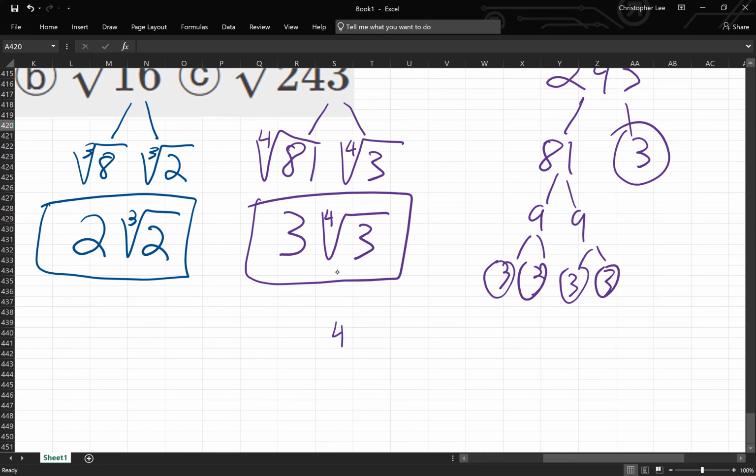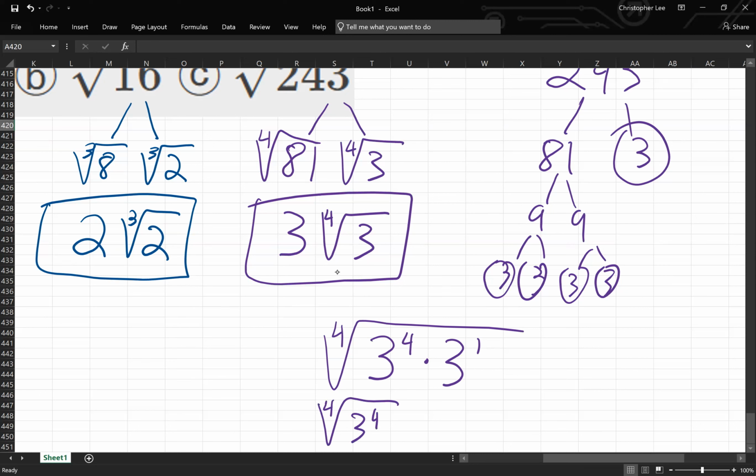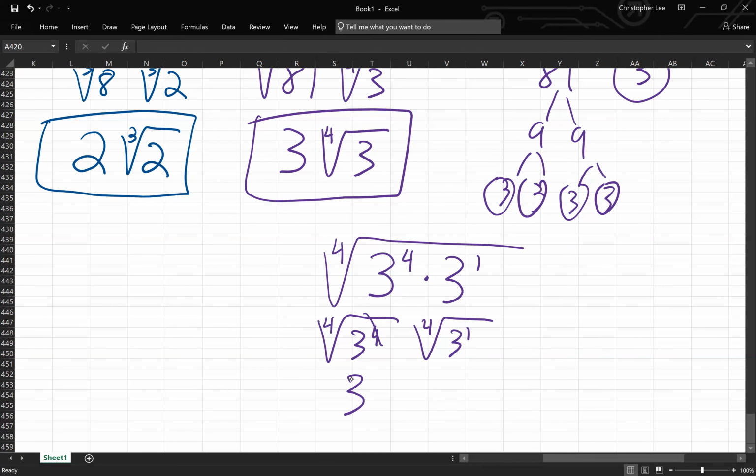So I have the fourth root, right? I need one of them to be divisible by the index, right? So I have 3 to the 4 times 3 to the 1, right? The 4 times the 1, that's going to be the 5, right? And when we multiply the powers, we add them, right? So now this fourth one, that one will cancel out the fourth root. And then this lone one will be stuck underneath there, right? So then that's the 3, fourth root of 3. That's my way of doing it.